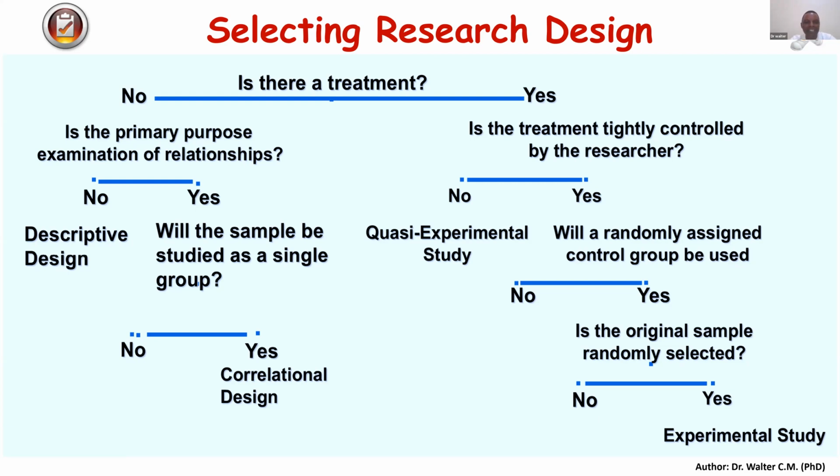Will the sample be studied as a single group? If no, you end up with the analytical section. If yes, you go further to correlation. So in an observational study, as you go further, you are reaching the weight of interventional studies. If you are ending up with a descriptive study, the weight of your study is very light.